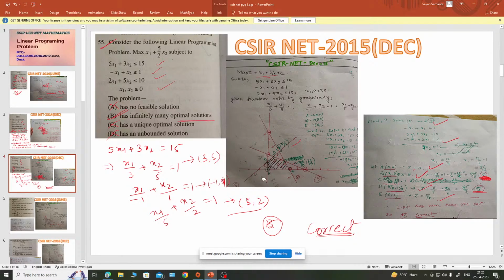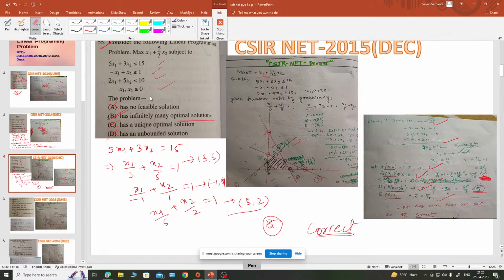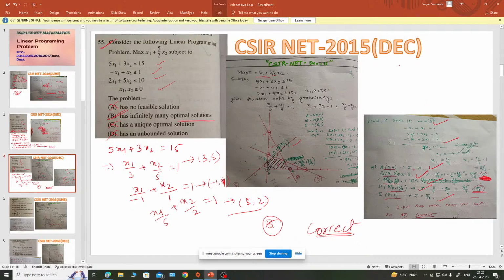This is clear to everyone. First we solve these inequalities, converting them to equalities. If a straight line is x by a plus y by b equals 1, then a and b are the intercepts through which the line passes. So first we write the straight lines in this form. Here 3, 5 passes through the first straight line, the second straight line passes through -1, 1, and the third straight line through 5, 2.